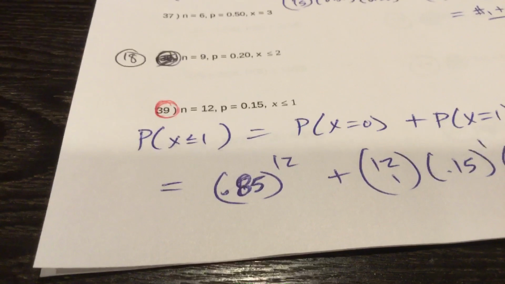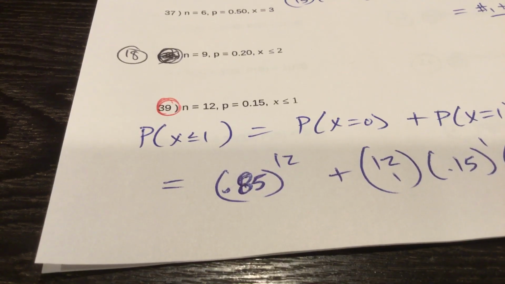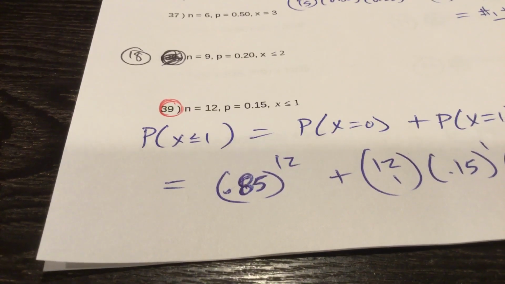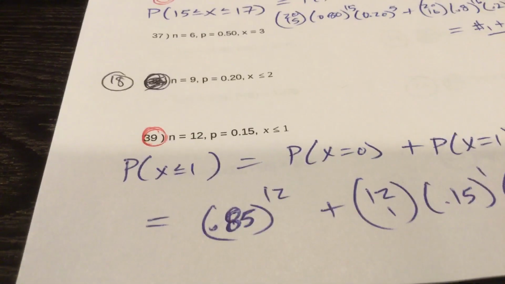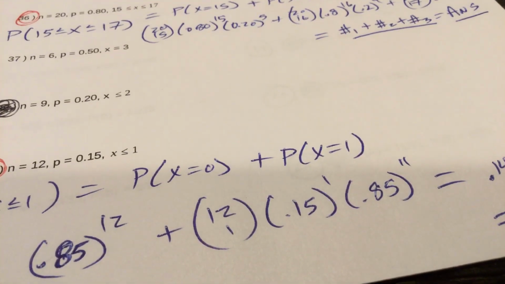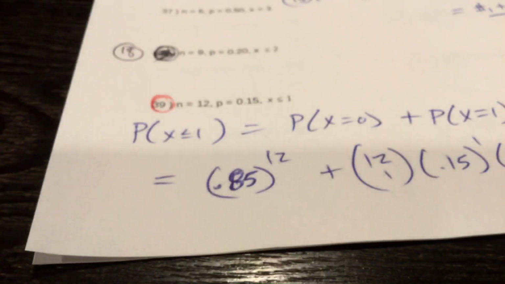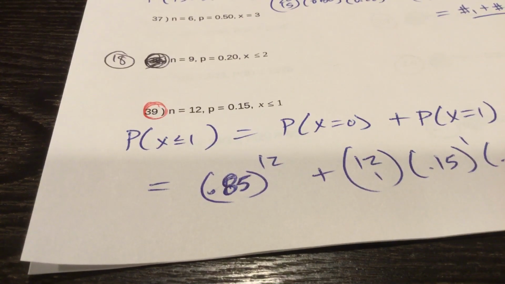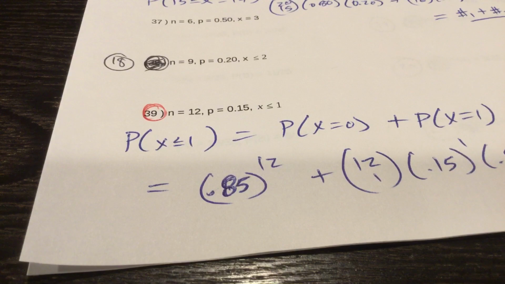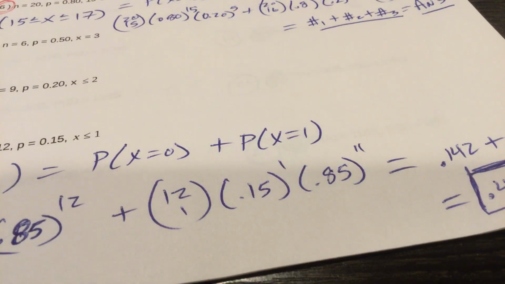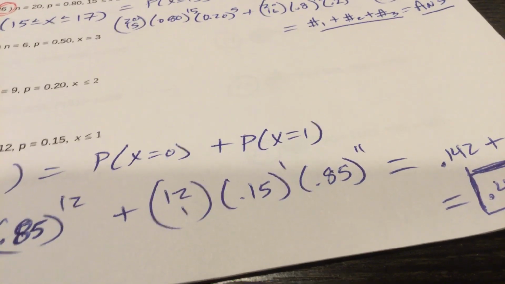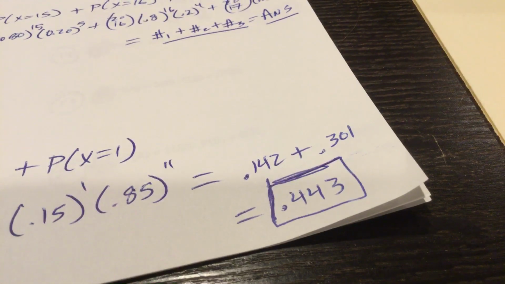18 for you, probability that x is less than or equal to 2 is the same pretty much like 39. Probability that x is less than or equal to 1 means x is 0 or x is 1. For you, x is 0, 1, or 2. It's probability that x is 0, 0.85 of failing all 12 times, plus 1, failing 11 times there. All right, there you go. That would be that answer.